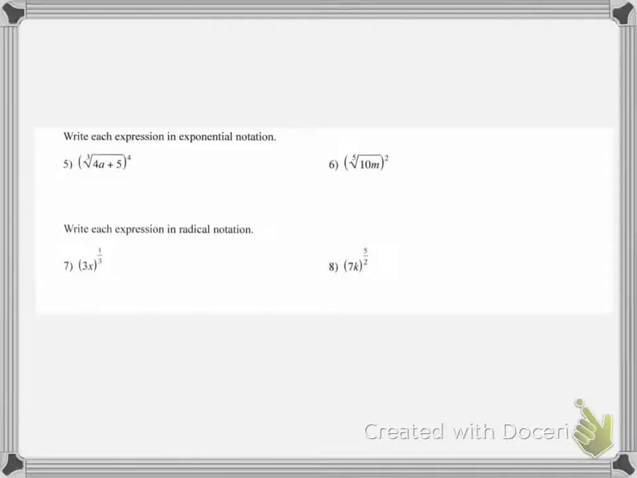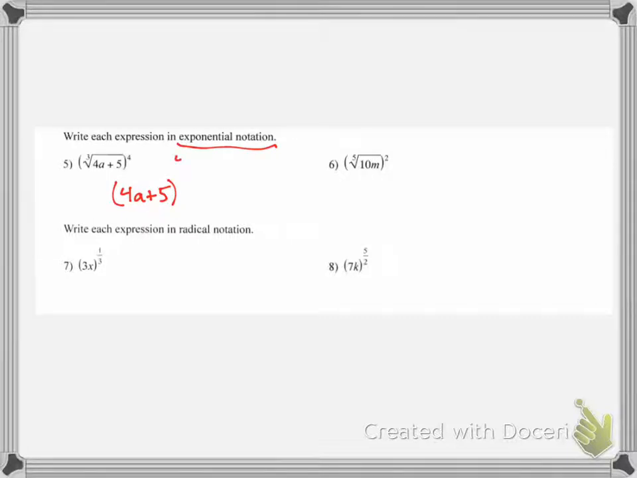So 5 and 6 are both currently written in radical notation. We need to change it to exponential notation. All I have to do, so in number 5, I have the cube root of 4a plus 5, all taken to the 4th power. I'm going to pull out the 4a plus 5. If you have more than just a singular number, put it technically in parentheses because it all needs to stay grouped together with the power. Pull out the 4a plus 5.